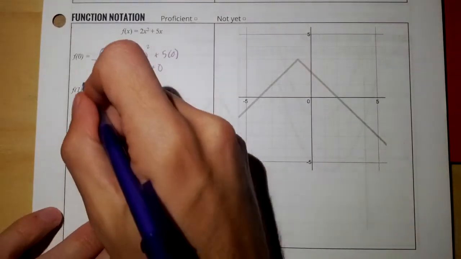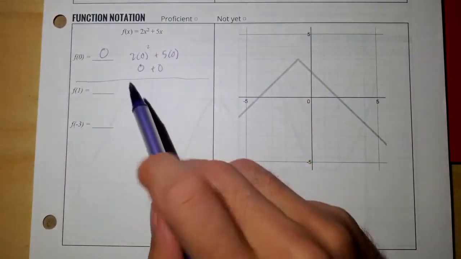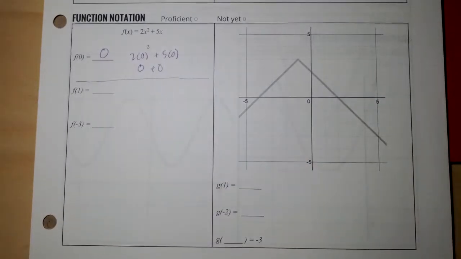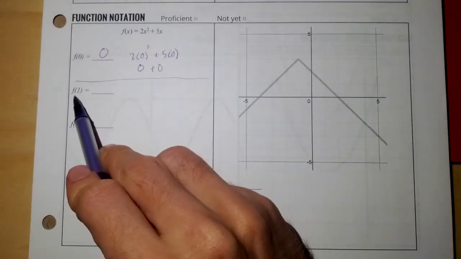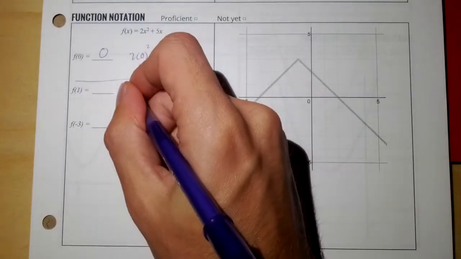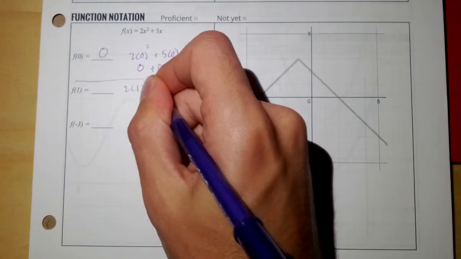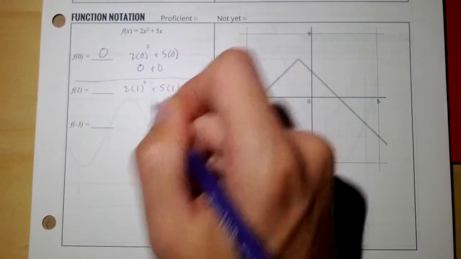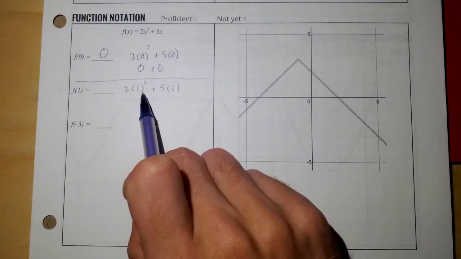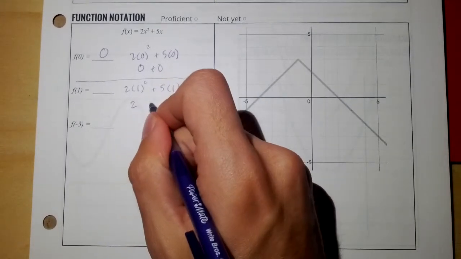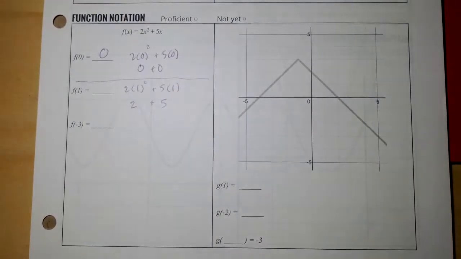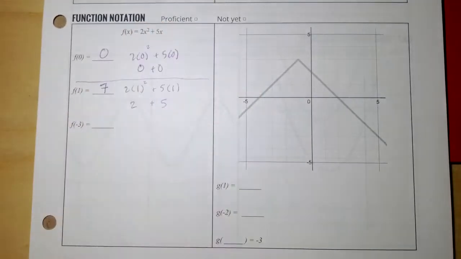Okay. I would really recommend that you organize your work here. Don't try to do too much in your head. Write out your thinking and make it easy to go through each step. For f of 1, I'm going to plug in 1 wherever I see x in this expression. So I get 2 times 1 squared plus 5 times 1. Here I got 1 squared, which is 1, and 2 times 1 is 2. I'm adding on 5 times 1, which is 5, and 2 plus 5 is 7.